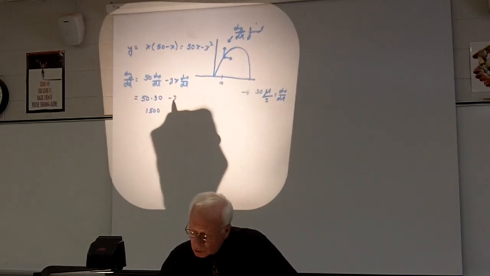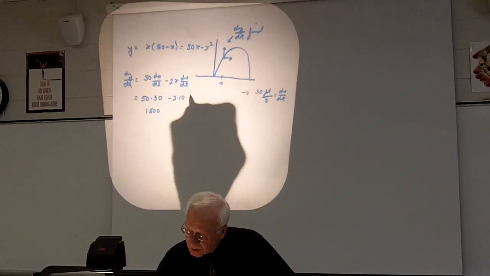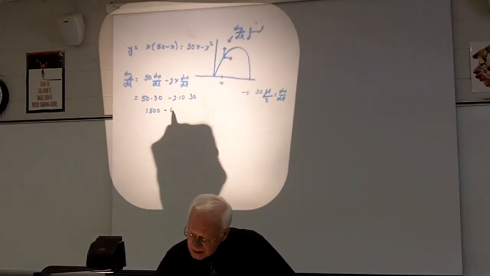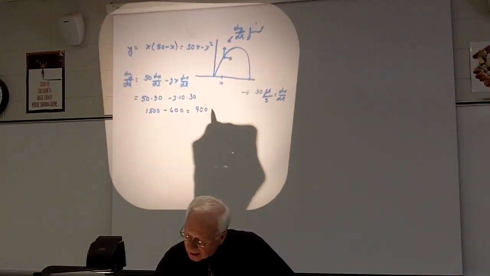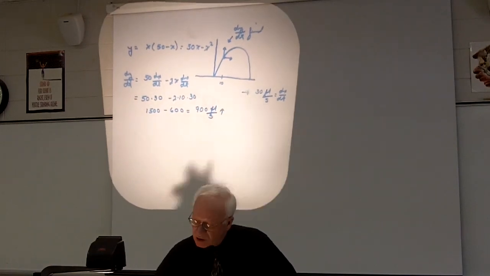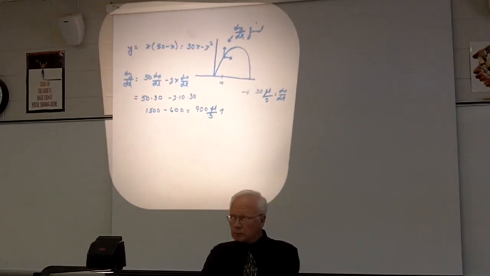Okay, minus 2 times 10 times 30. So 30 times 20, which is equal to minus 600. So that's going to be 900 feet per second, and it's in that direction. Okay, so you know where it is. Any question about that? Great physics stuff.